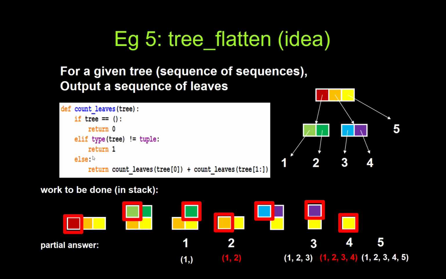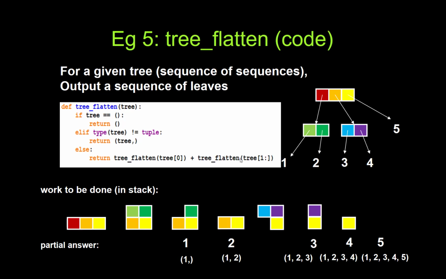In summary, when you look at this code, when the tree is empty, instead of returning a 0, you return an empty tuple. When the tree is a leaf, you just create a tuple with a single item, and you change the name of count leaves to tree flatten. So all in all, you get this code. Define tree flatten. If tree is empty, you return empty. Else if the tree is a leaf, you create a single item for this leaf. Otherwise, you recursively flatten one child, concatenating with tree flatten of the rest of the children.